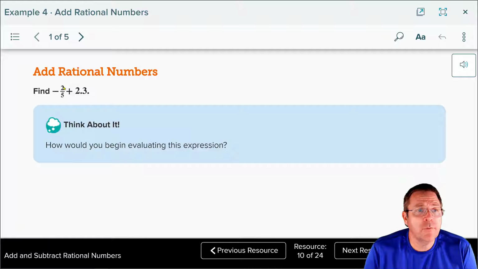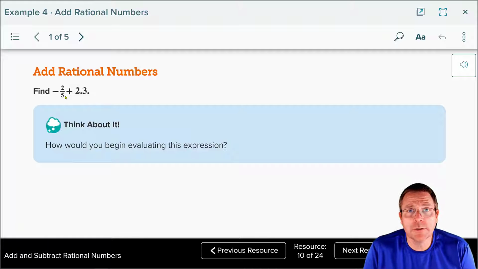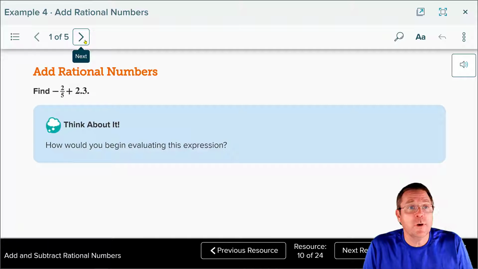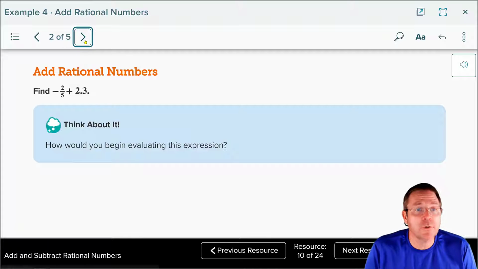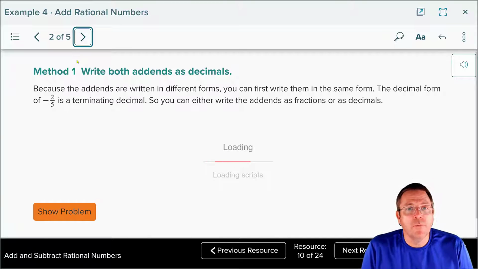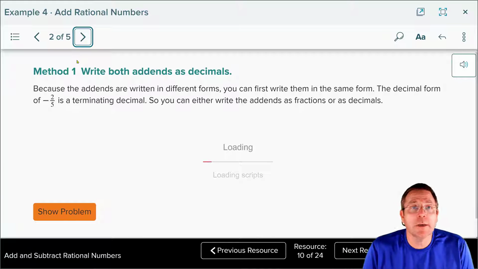That means I either need to convert 2/5 to a decimal, or I need to convert 2 3/10 to a fraction that has a common base as the one we have here. And for this one, I'm thinking that it's going to be easier to convert to a decimal, but let's see what they say. Method 1, write both addends as decimals. Hey, what'd I tell you?